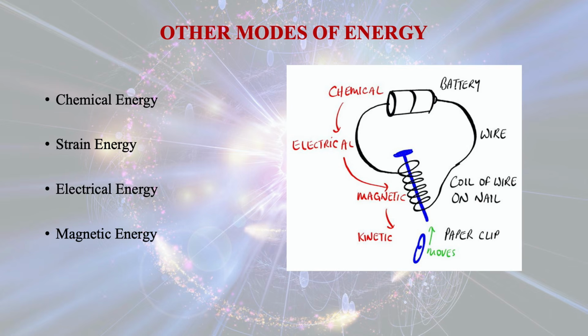So again it is the case of kinetic energy. So you see from this diagram there is a conversion of chemical energy to electrical energy, conversion of electrical energy to magnetic energy, and finally the conversion of magnetic energy to kinetic energy. So all these things are happening in this diagram.